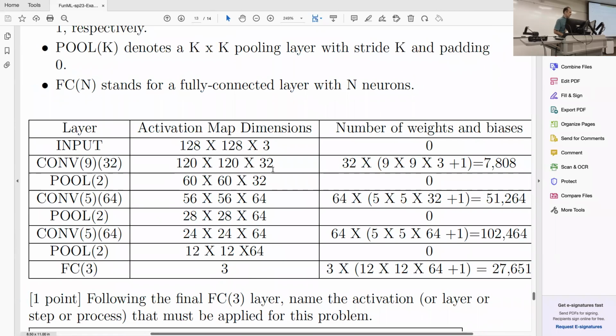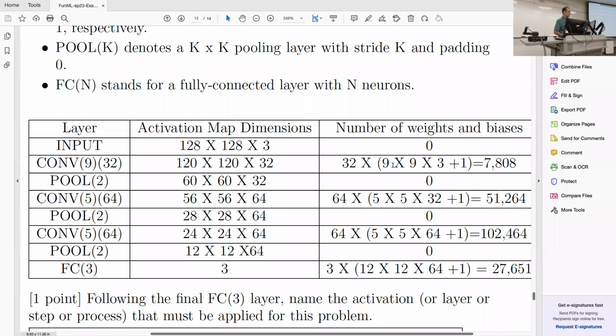So you have 128 times 3, and then you have 0 weights and biases. And now we have that formula, right? We have the input, filter size, padding, 2 times the padding, and then we have that formula in the lecture slide, right? If you just enter those, you will get 120 by 120, and then why 32? Because you have 32 of these kernels or filters, right?